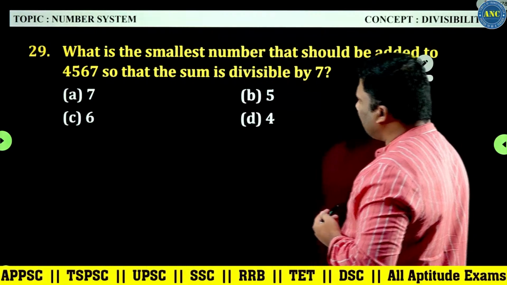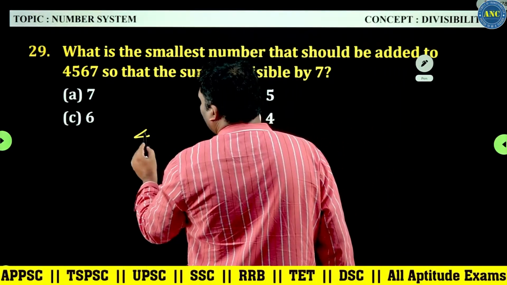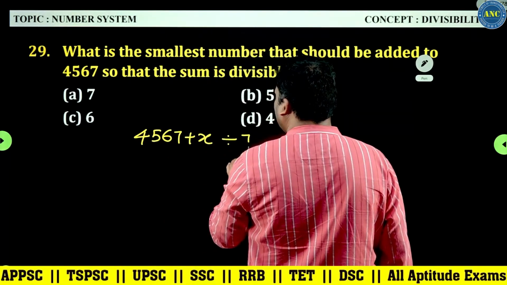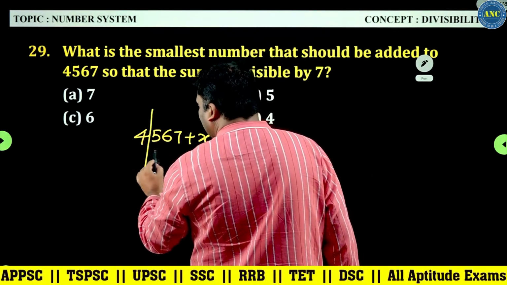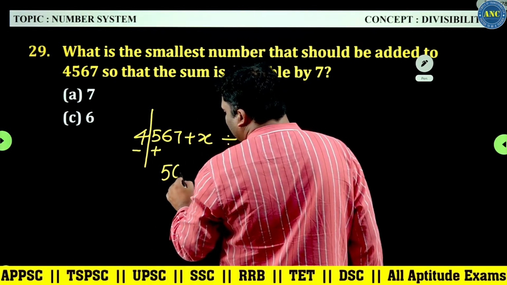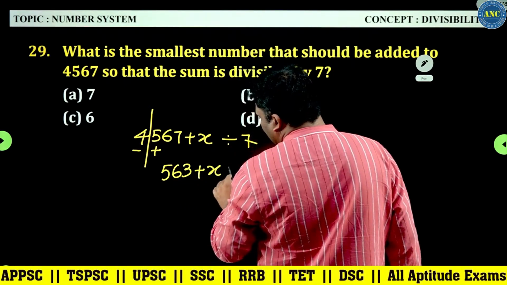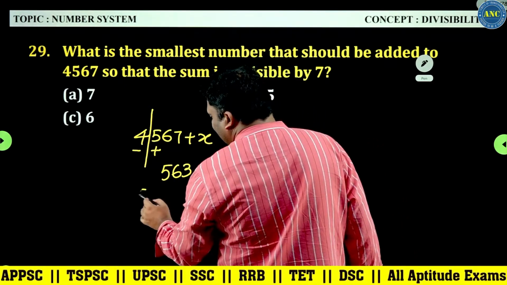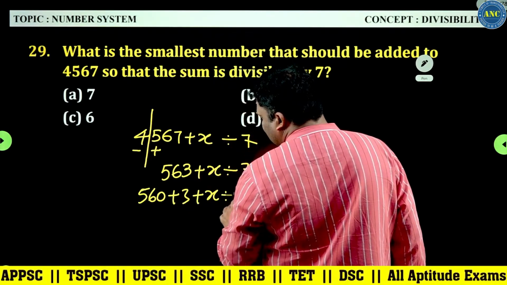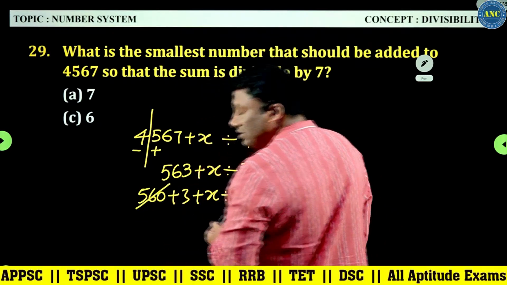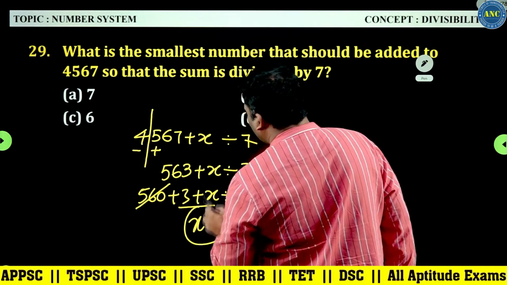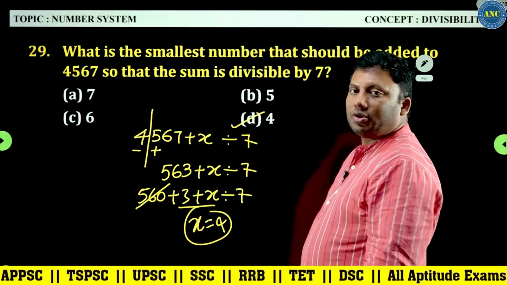What is the smallest number that should be added to 4567 plus x so that it is divisible by 7? Take a group of 3 digits, alternately plus minus. 567 minus 4, 563, plus x, is divisible by 7. 563 can be written as 560 plus 3 plus x. 560 is perfectly divisible by 7. So 3 plus x is divisible by 7. The x value should be 4.